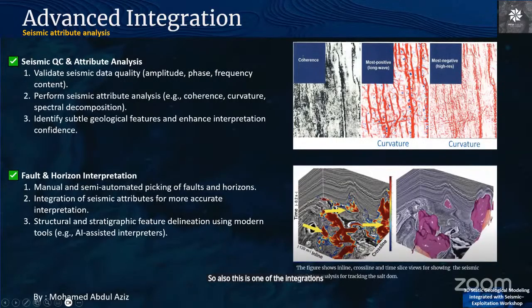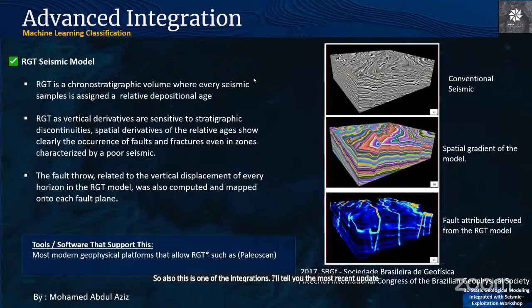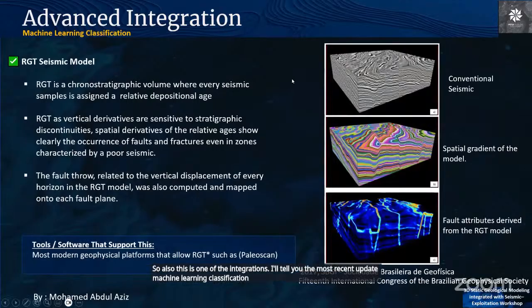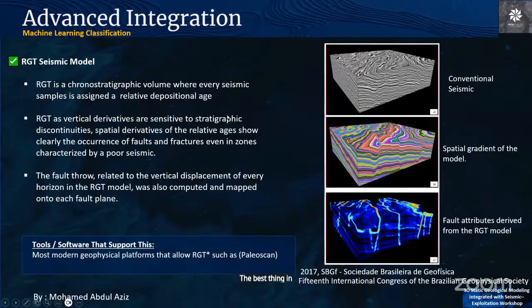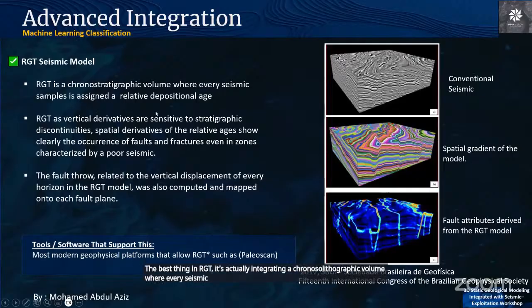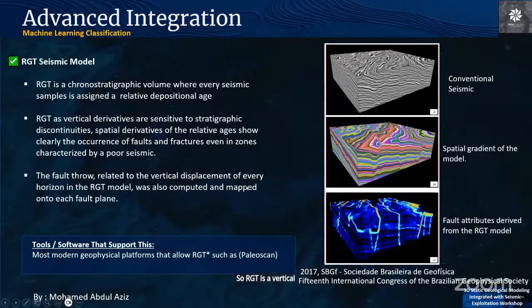I'll tell you the most recent update in machine learning classification, which is called the RGT seismic model. This is relative geological time. The best thing in RGT is that it's actually integrating a chronostratigraphic volume where every seismic sample is assigned relative to deposition age. It's now respecting the depositional model. It's respecting the sequence seismic stratigraphy. So RGT is a vertical derivative and is very sensitive to stratigraphic discontinuities.